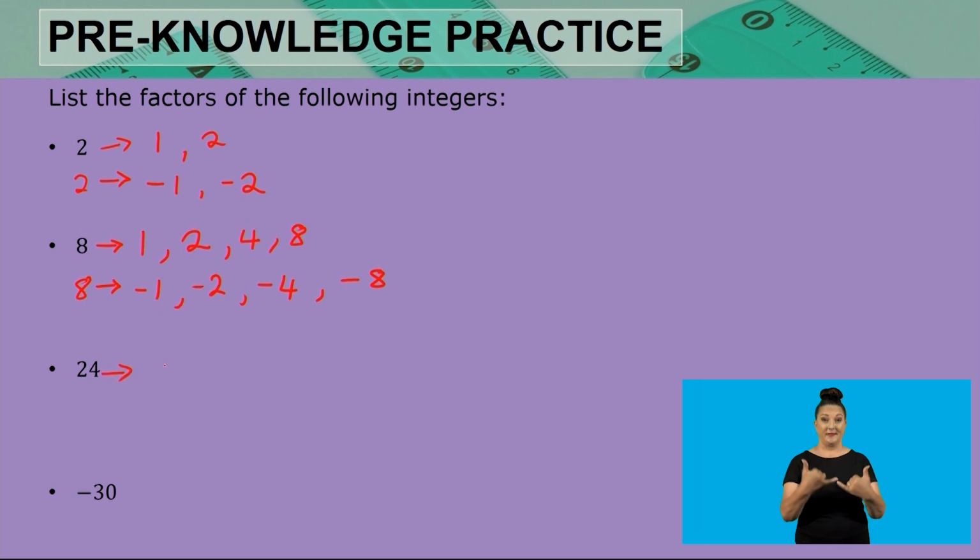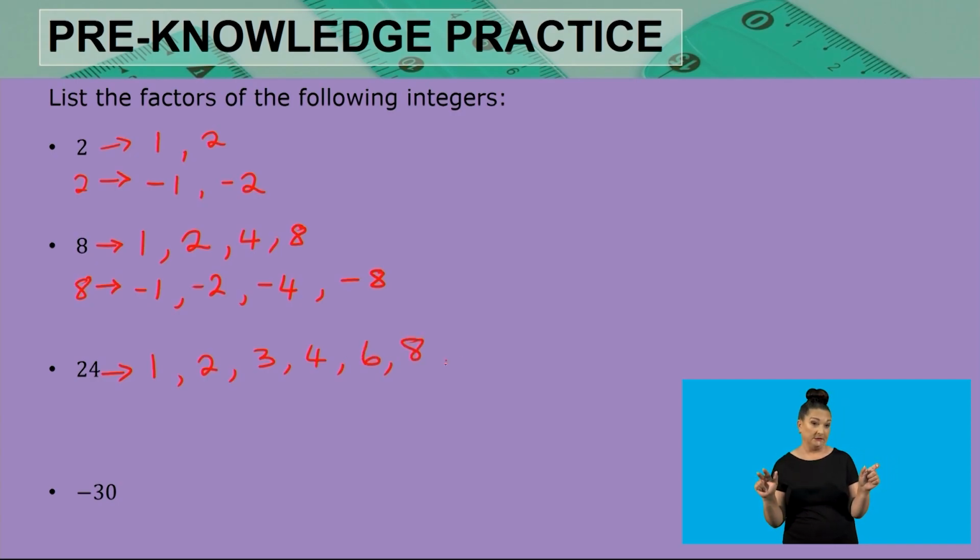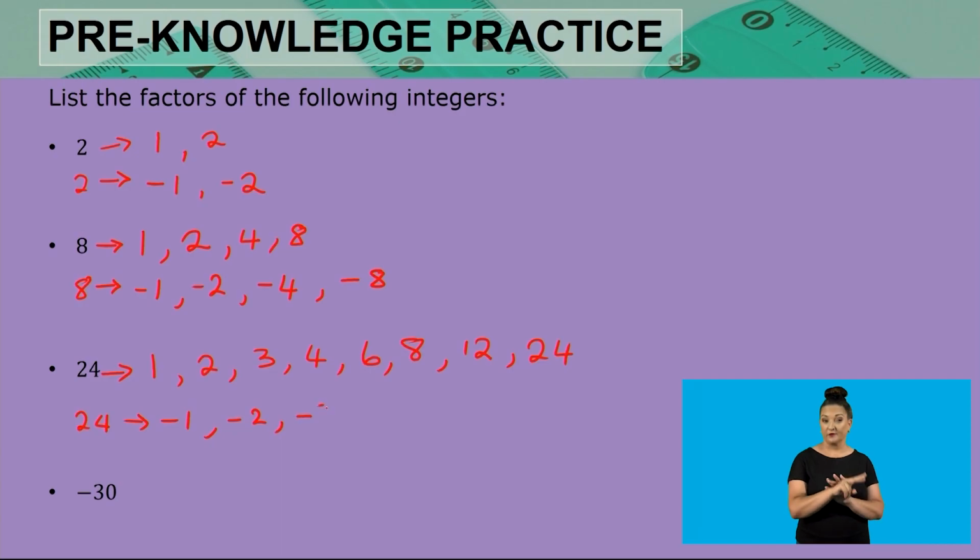Then we have 24. The factors of 24 are 1, 2, 3, 4, 6, 8, 12, and 24. And again, a positive 24 can come from a negative 1, negative 2, negative 3, negative 4, negative 6, negative 8, negative 12, and finally a negative 24. Those can also give us a positive 24.